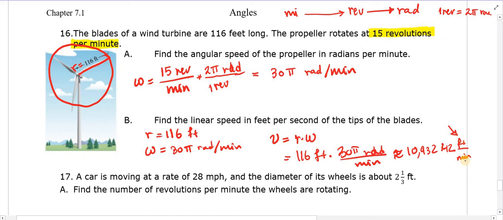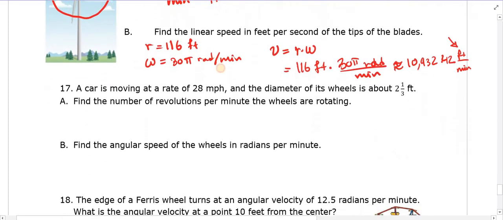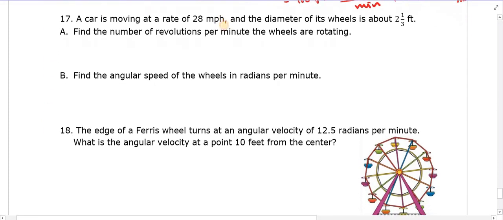It could be in feet per second, inches per second, miles per second, miles per minute, miles per hour, meters per minute, meters per hour, kilometers per hour, something like that. So that is the difference between the angular speed and the linear speed and how you can tell the difference between them. The second part, or number 17.